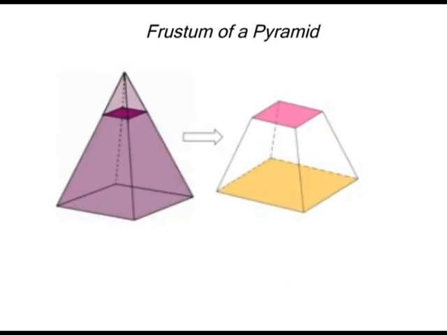Similarly, when a pyramid is chopped off at a given height above the base, we obtain a frustum. Again, the larger pyramid and the smaller pyramid are similar. Also, notice that the sides of the frustum are trapezial.